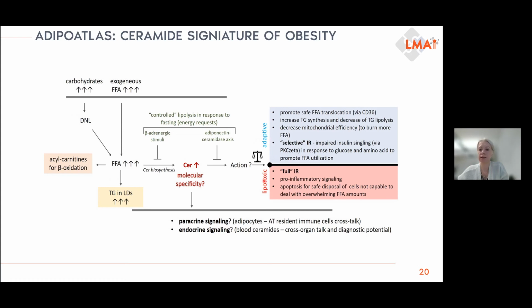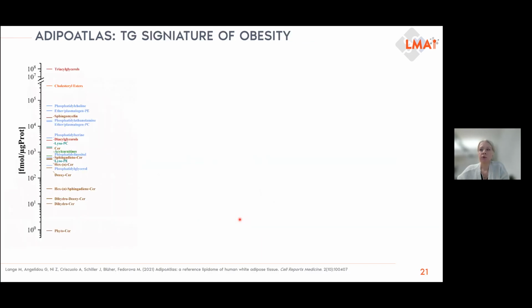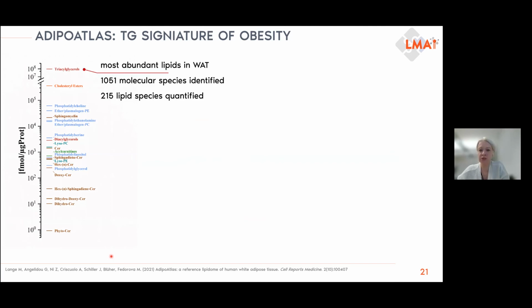And I think the key to answer this kind of question is the ceramide molecular specificity, and actually also their paracrine or endocrine signaling afterwards. So then the next example, which I would like to show you now, is coming from the other class of lipids, triacylglyceride, which is obvious. Adipose tissue is really rich in triacylglyceride. There is nothing new here, and it's the most abundant lipid class. This is something we expect.